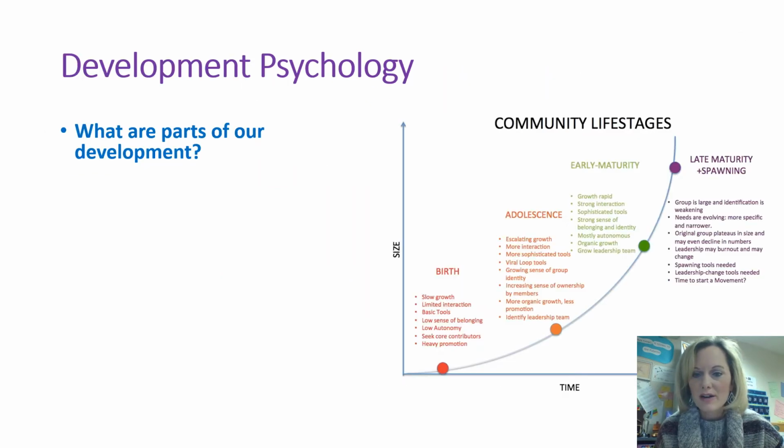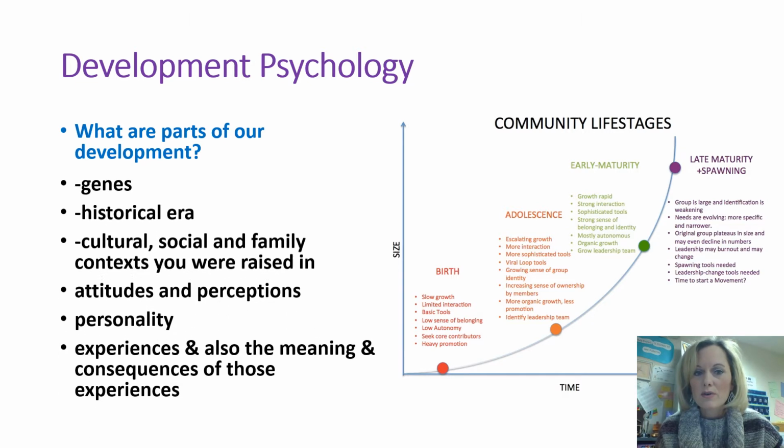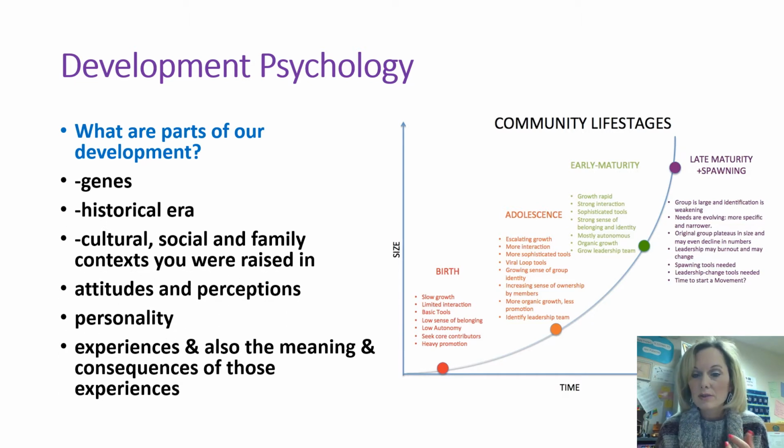What is developmental psychology? Well, developmental psychology is the study of how we physically, socially, and cognitively develop. We're going to be talking about the physical part probably today, and then as we get into Piaget tomorrow, and then section 3, we'll be doing more of the cognitive and social development. So parts of our development include our genes, that's what we're going to talk about today, and what we carry with us. It's also going to be affected by our environment, so our historical era that we live in, and the cultural, social, and family context in which we live.